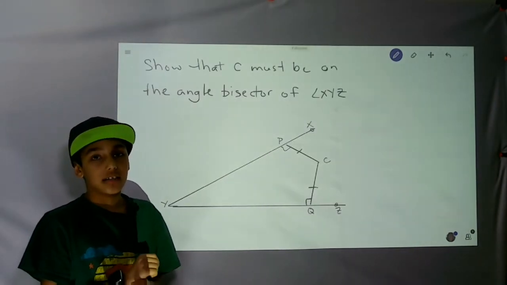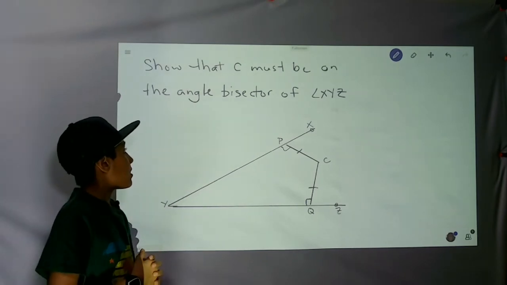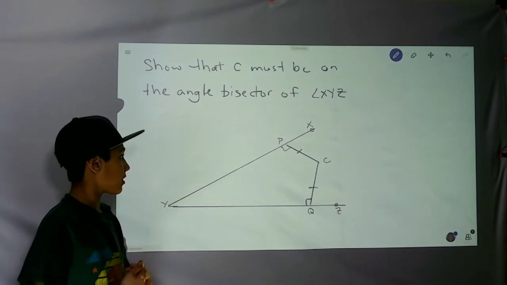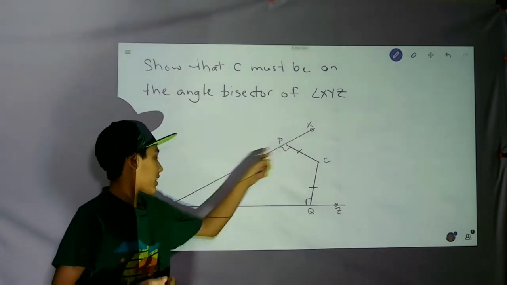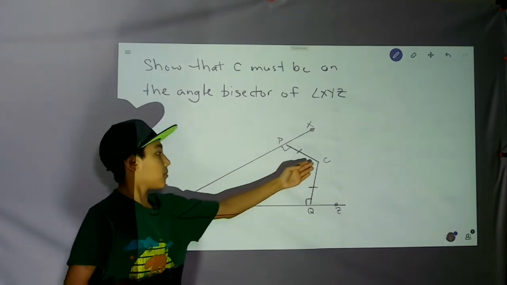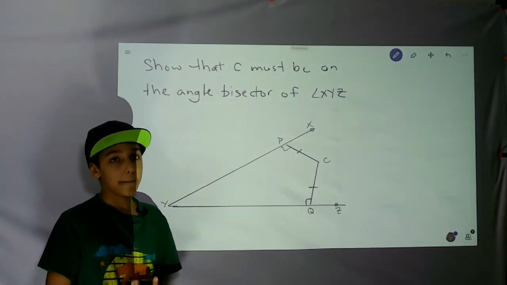So let's start on our second and final problem. Show that C must be the angle bisector of angle XYZ here, the angle here, and C bisects it. So we're asked to show why.